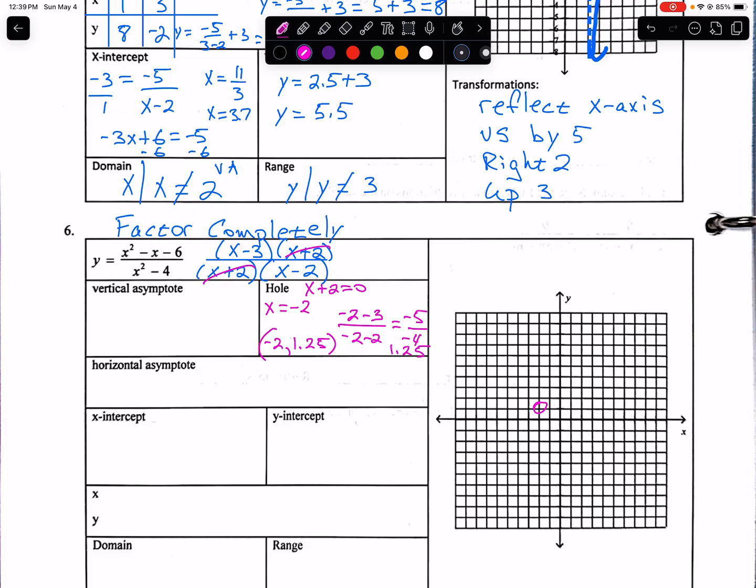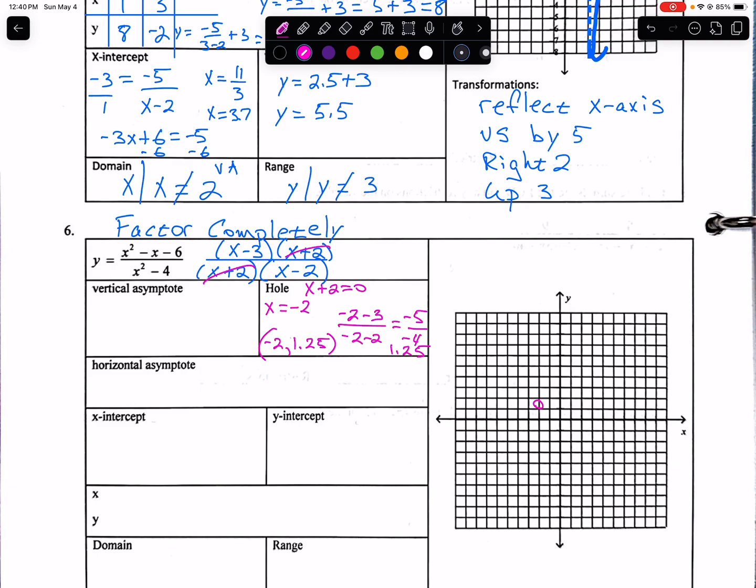Wait, oh shoot, I did it wrong. So negative 2 on x. Wait, no, I did it right. Negative 2 on x. Oh, yeah, I did it right. Negative 2. I don't like my hole anyways. Okay, there's that.